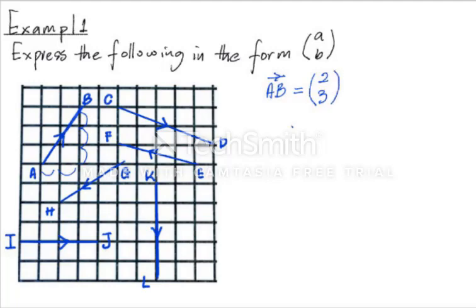All that is saying is that moving from A to B, I moved 2 units right and 3 units vertically upwards. Remember, if you move horizontally to the left, the value must be negative. If you move to the right, the value must be positive. Vertically, if you move up, the value is positive, and if you move down, the value is negative.